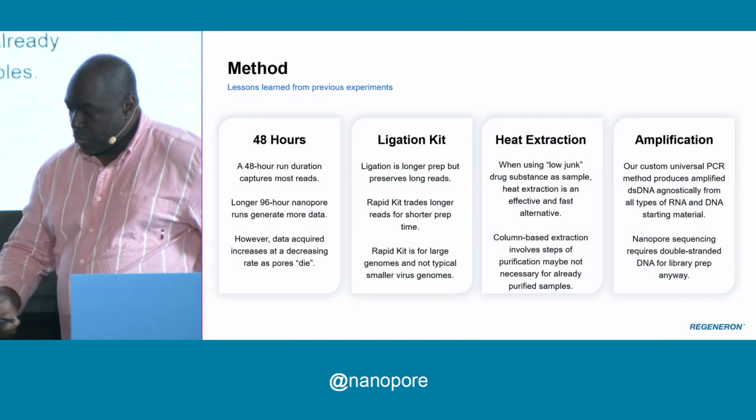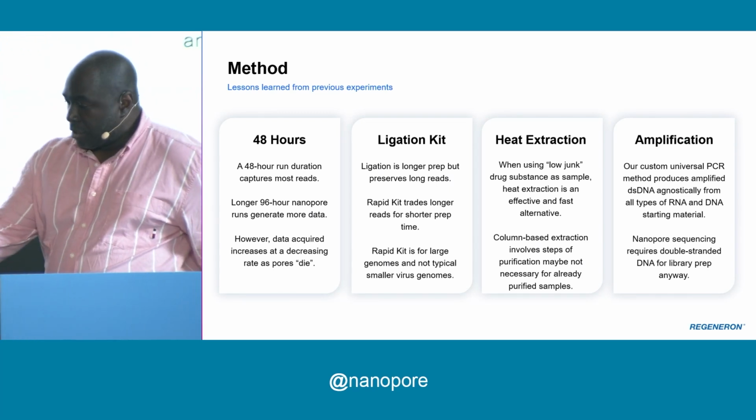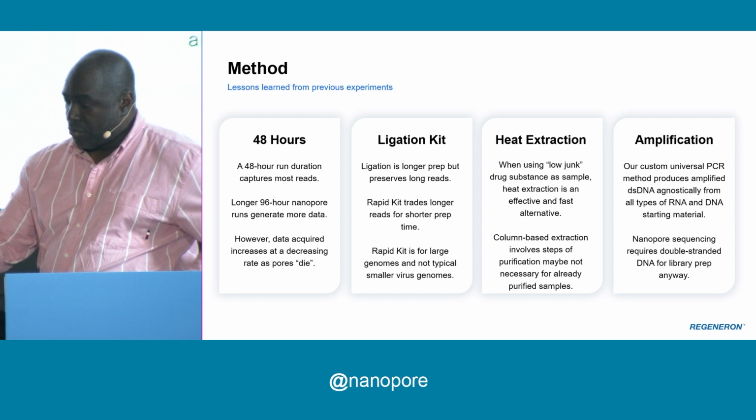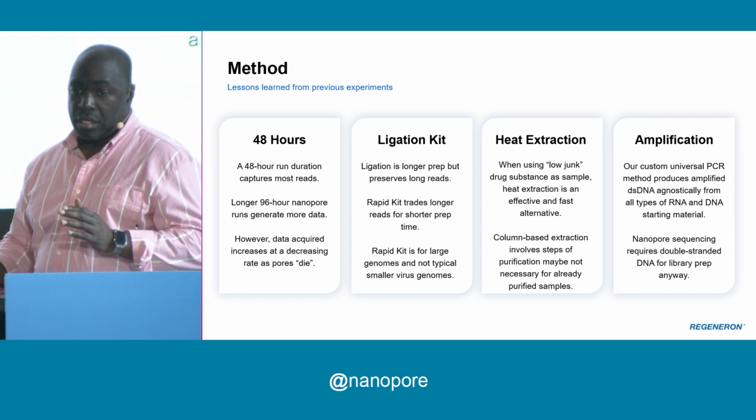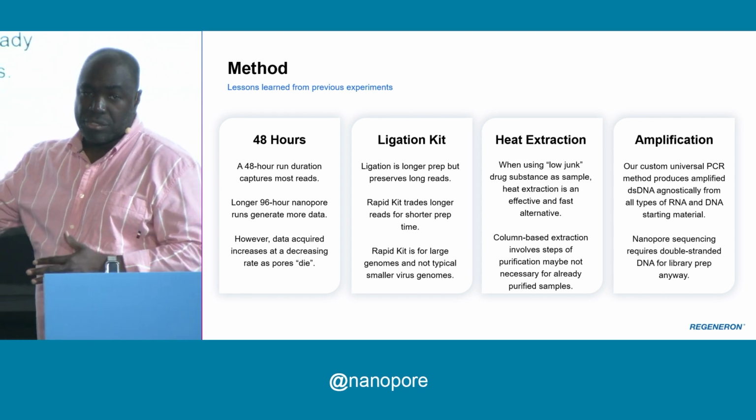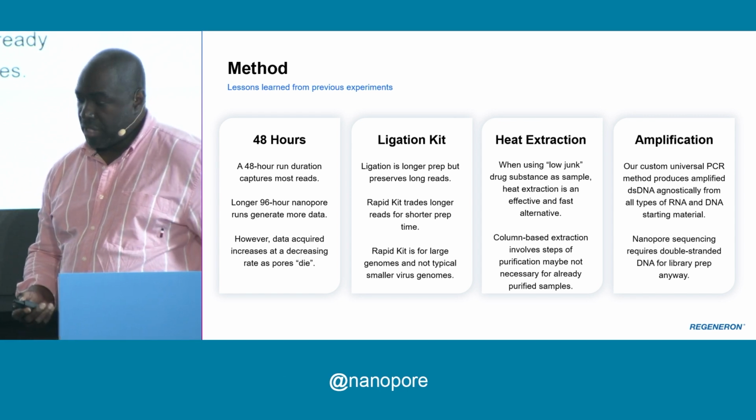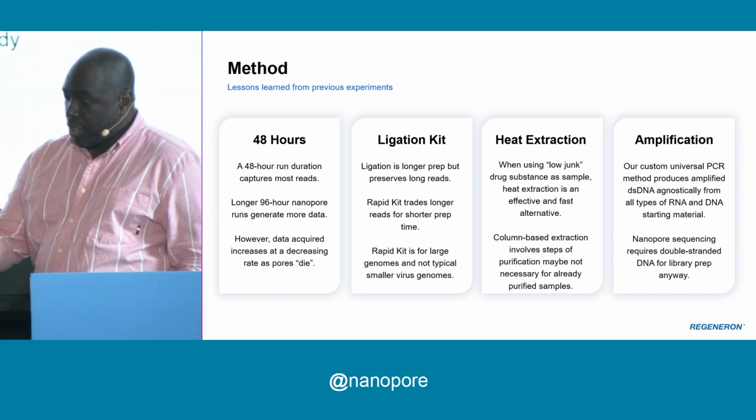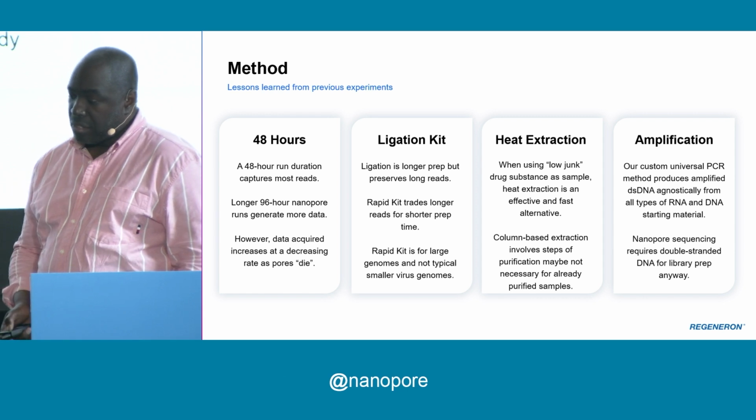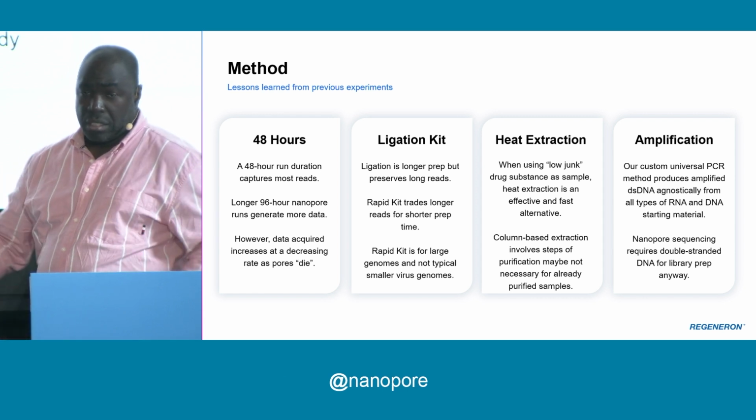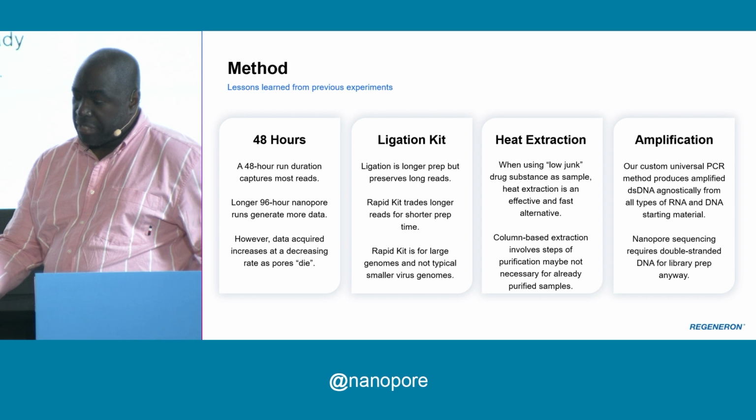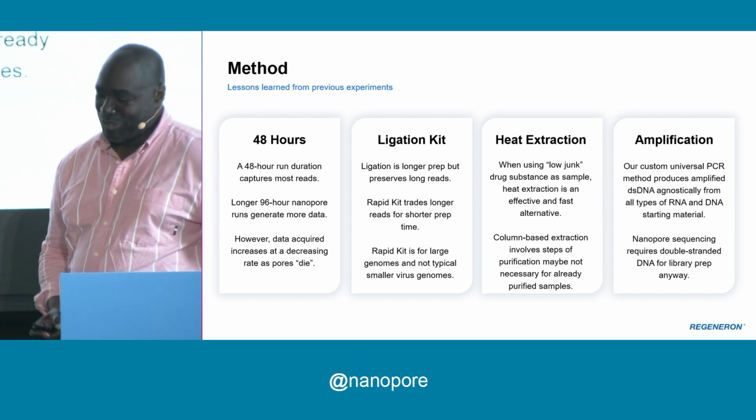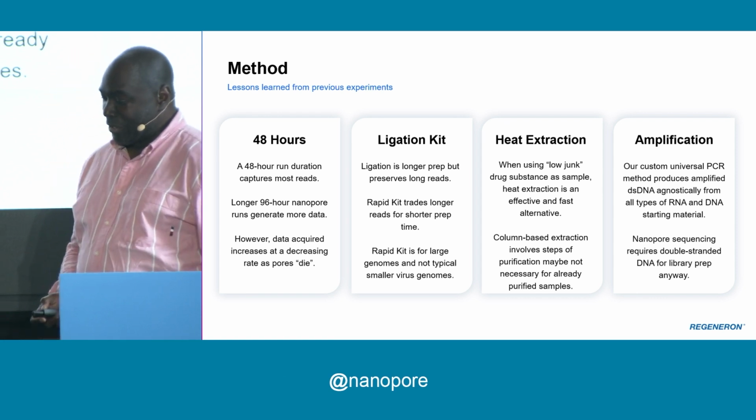For the case I'm going to present here, I'm going to be clear on the method that we are using. We use 48 hours for sequencing because we noticed that above 48 hours, the data doesn't bring really added value, so we limit that to 48 hours. We chose the ligation kit in order to have longer reads. We tried the rapid kit. It was very rapid, but the reads were short, so we didn't go with that.